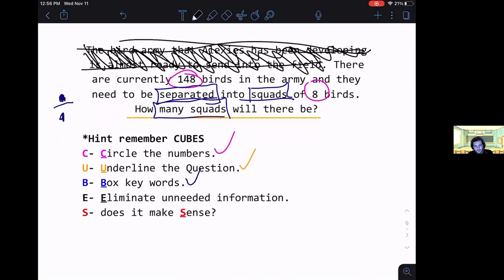Now we create our equation. We know 148 is the total amount of birds because it's currently in the bird army. So we have 148 divided by 8. I cannot draw the number 8. There we go. And we did unneeded and important information.